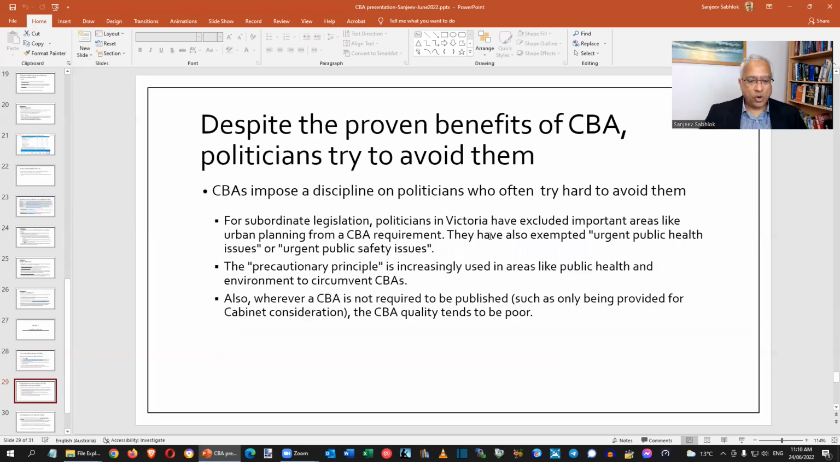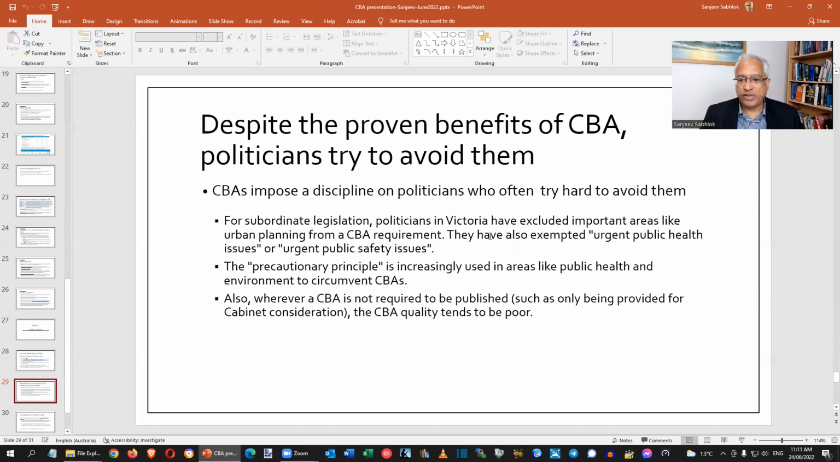Now, I know that, as I mentioned right through this, despite the proven benefits of CBA, politicians are always trying to avoid them. And the reason is that the CBA imposes a discipline on the politicians. Politicians don't like something that questions their belief. So they believe that they're right, they're perfect, and so we can't even ask them questions about why they say a particular thing. So what the politicians in Australia have done, and if I were to get elected, I would change that.